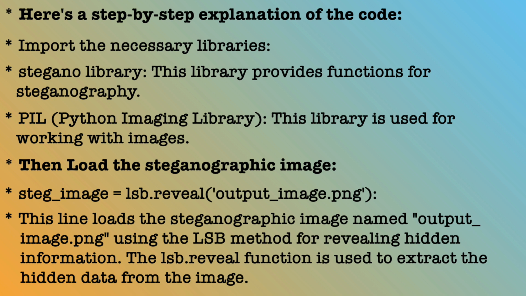Then to extract the hidden data, we type hidden_message equal to steg_image.encode. This line extracts the hidden message from the steganographic image using the encode method of the steg_image object. The encode method decodes the hidden data from the LSB of the image pixel. Finally, we print the hidden message using the print method. This line prints the extracted hidden message to the console.